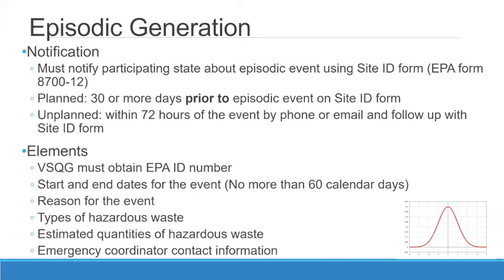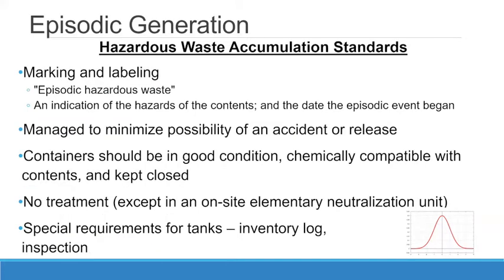You also must put the date upon which the episodic event began, and it needs to be visible on each container. Of course, the container needs to be in good condition, and the waste must be compatible with the container. And you must keep that container closed except when adding or removing waste. You may put a safety device on the container if doing so would avoid an unsafe condition.